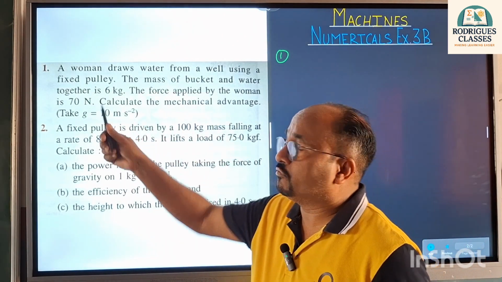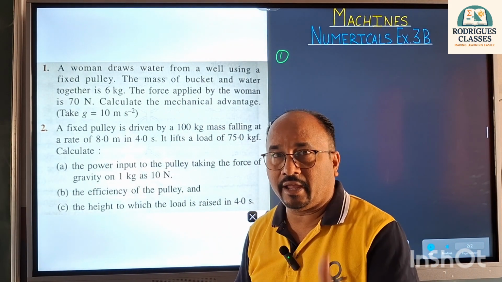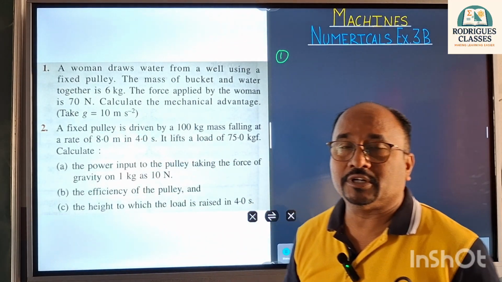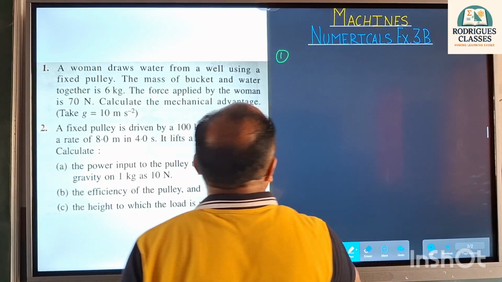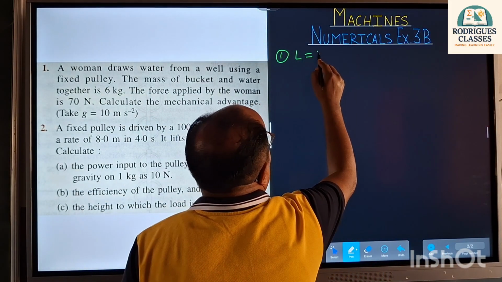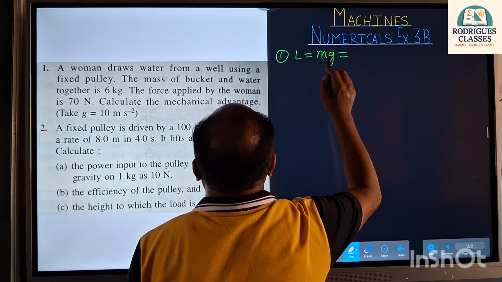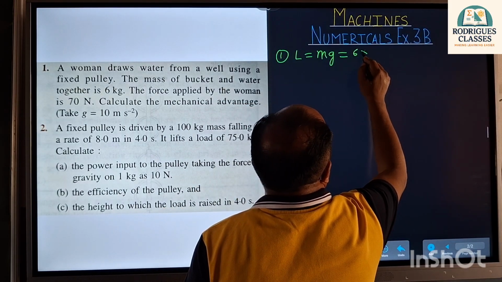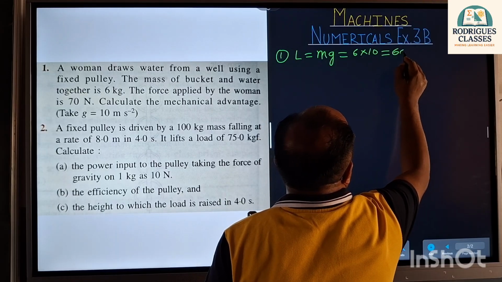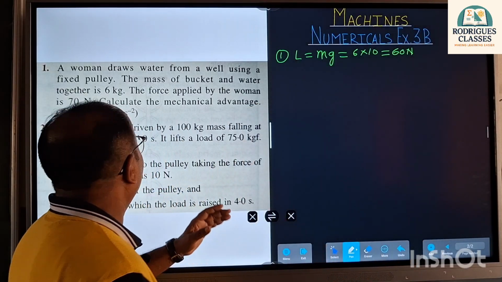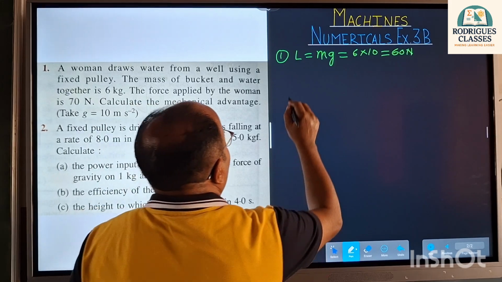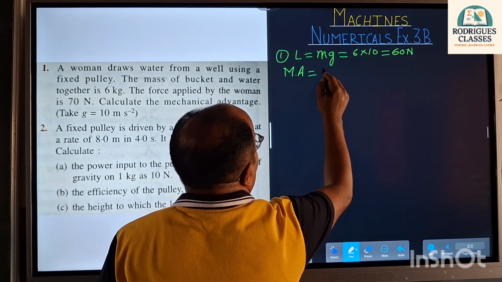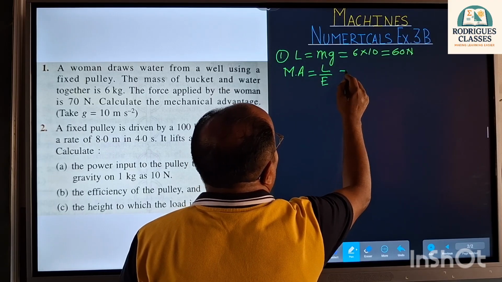The force applied by the woman is 70 Newton. That is the effort. Calculate the mechanical advantage. G is given as 10 meter per second square. First of all, I will be finding the load. Mass is given, so I get it with M into G, which is 6 kg, so 6 into 10 gives me 60 Newton. Now effort is 70 Newton. So I write here, mechanical advantage is equal to load by the effort.